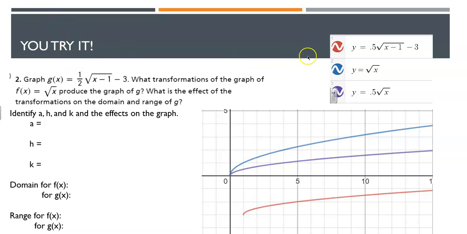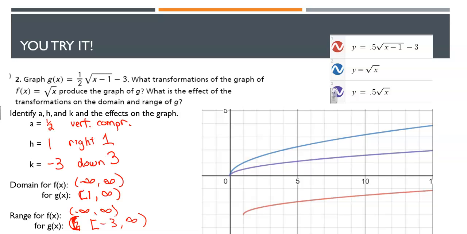I did go out, you can look up here to see what I did. 0.5 would be the same thing as 1/2, right? So it said 1/2 square root of x minus 1, then minus 3. So find the a, the h, and the k, and you can look over here to see which ones I graphed and compare when we get done.